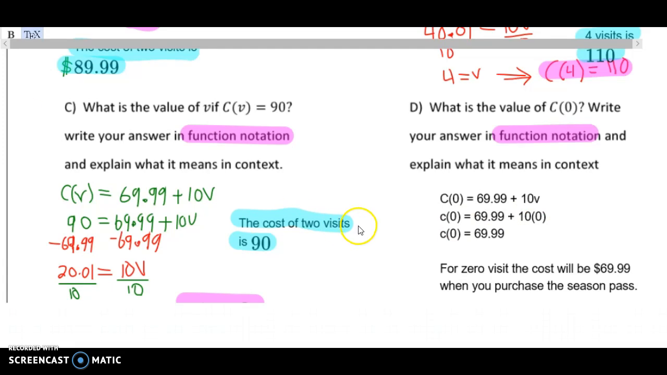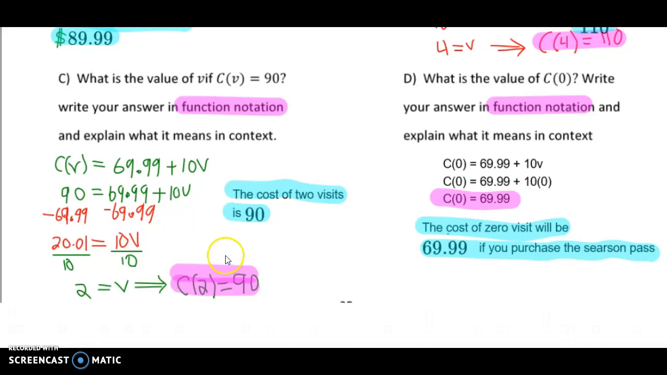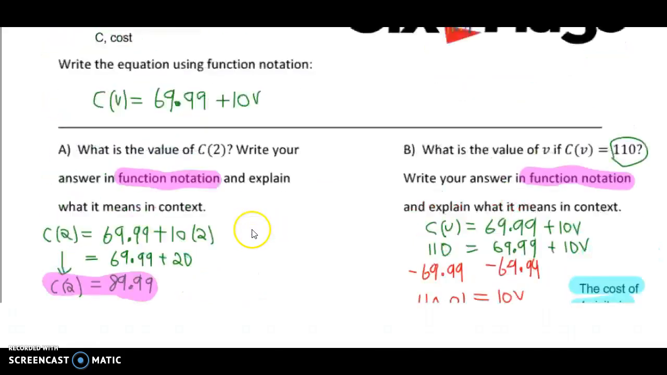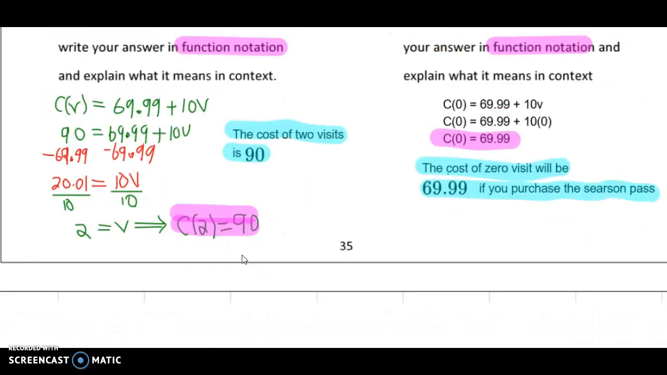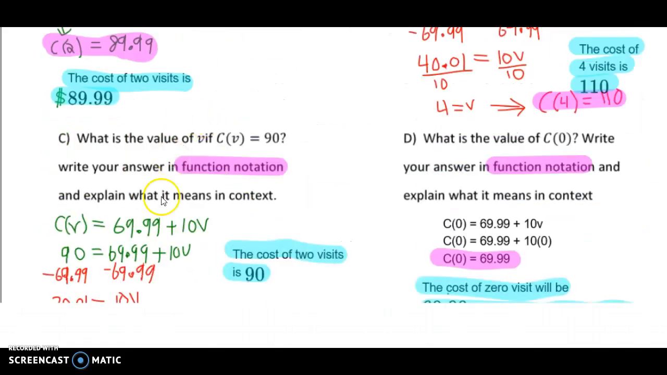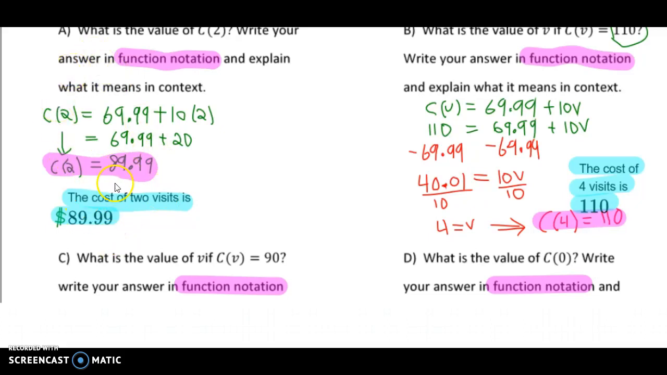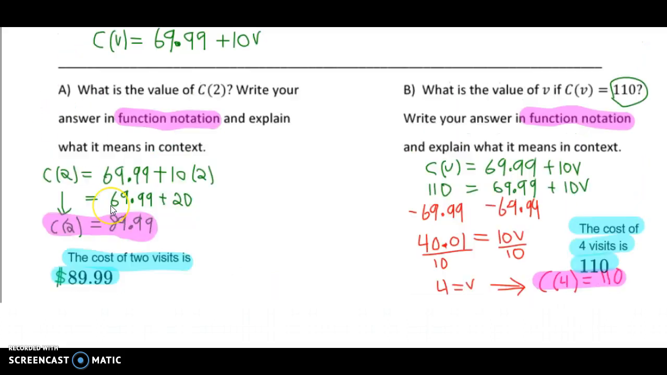Okay, well that was it. So again, we're evaluating functions using real-life applications. In our next video we're going to learn how to graph this information. All these ordered pairs that we gathered, we're going to graph them in the next video.